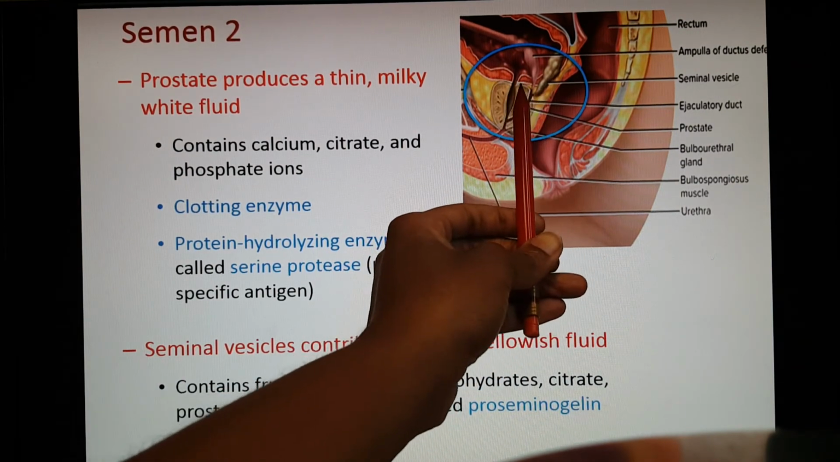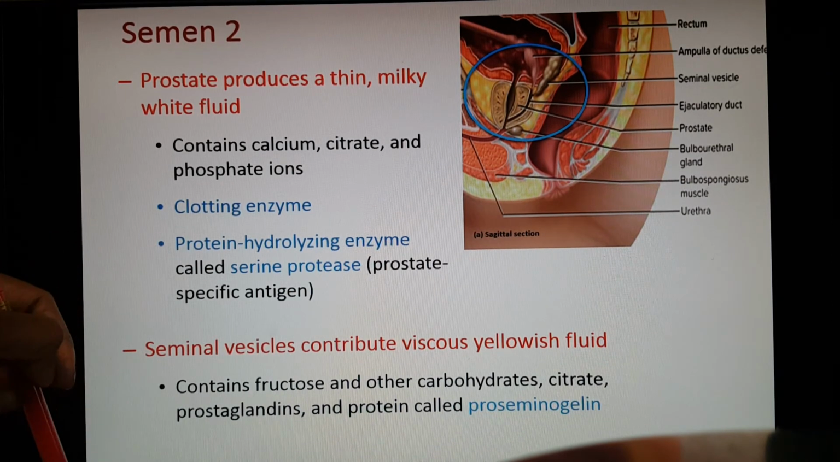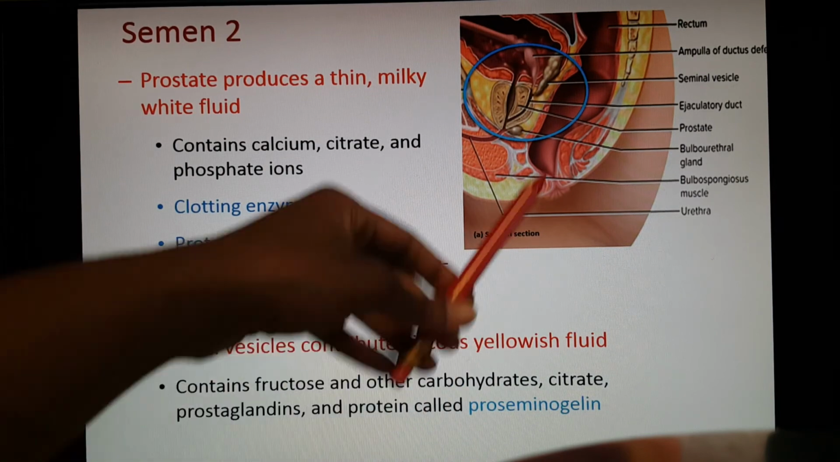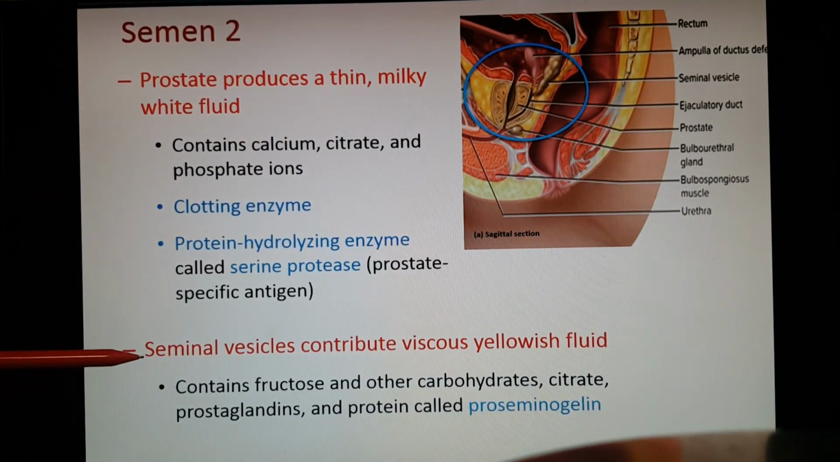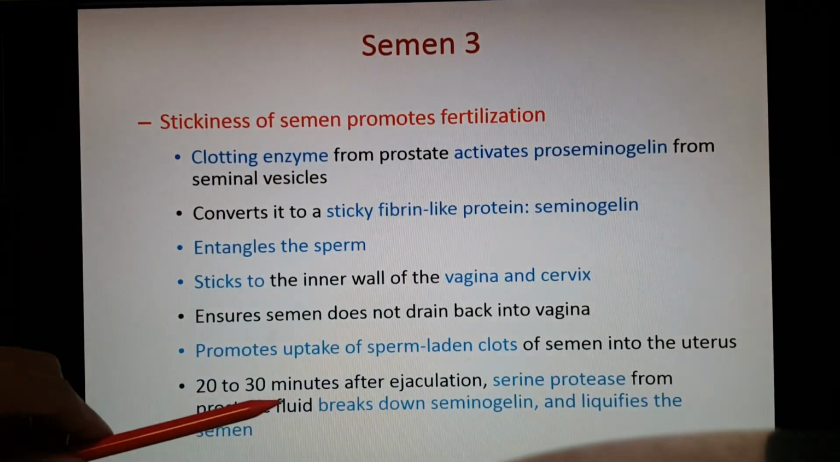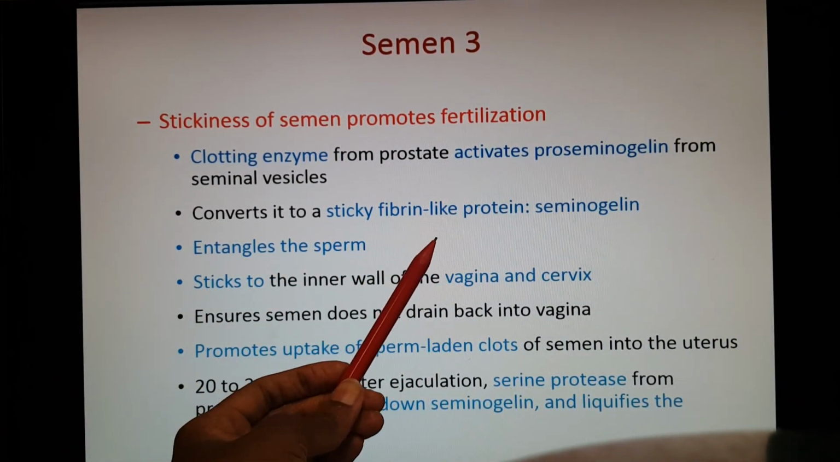Okay. So with our semen, again, with our different little parts, so we have our prostate gland, which is right underneath our bladder here. It releases a fluid that contains a clotting enzyme, which will become important in a second, and a protein hydrolyzing enzyme, again, which will become important in a second. The seminal vesicles, which are a little bit further up, those will secrete a fluid with a protein called proseminogelin. So this protein and this clotting enzyme will work together, activating that protein to convert that protein into a sticky fibrin-like material.